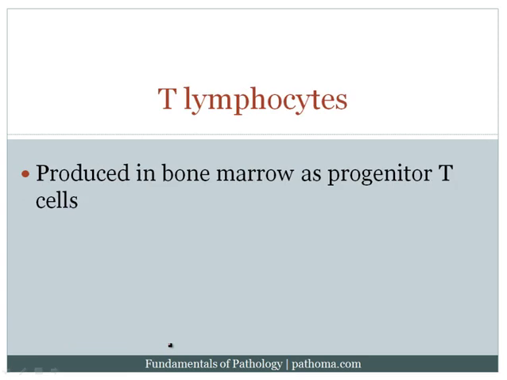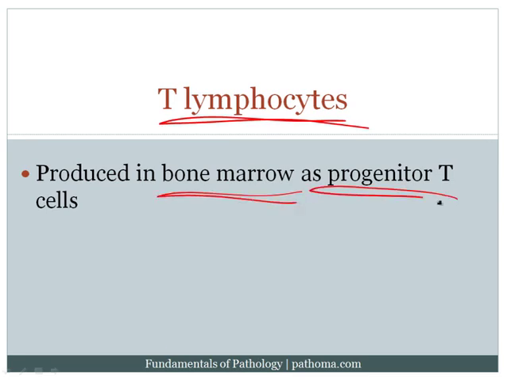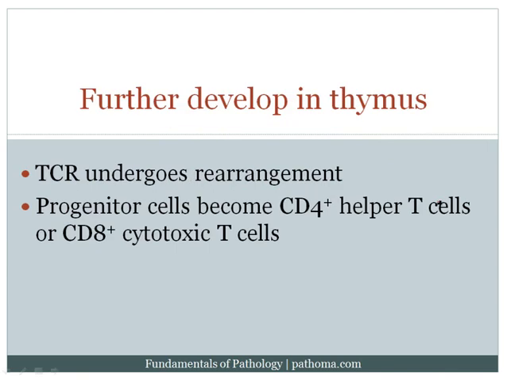Remember that lymphocytes can be divided into T cells and B cells. And so I want to give you a little bit of an immunology review here so that it'll be easier to discuss some of the diseases that I want to talk about. So let's start with T cells. T cells are made in the bone marrow. They're born as progenitor T cells. And after they're born as progenitor T cells, they go to the thymus to receive education.